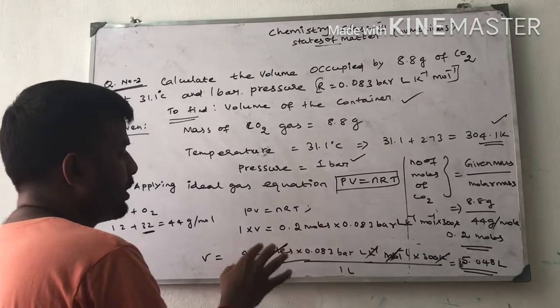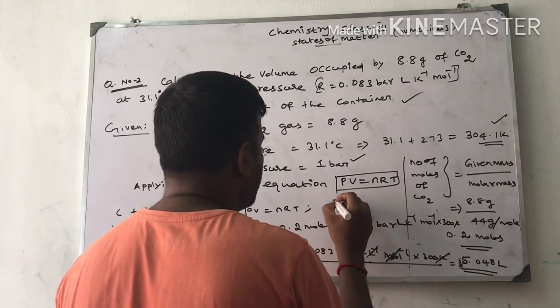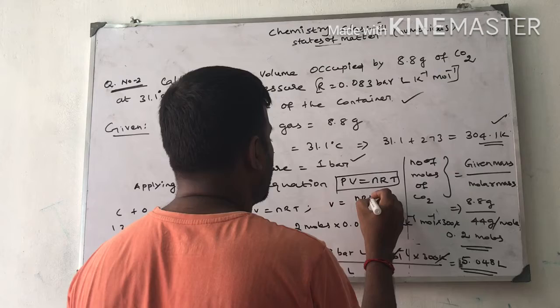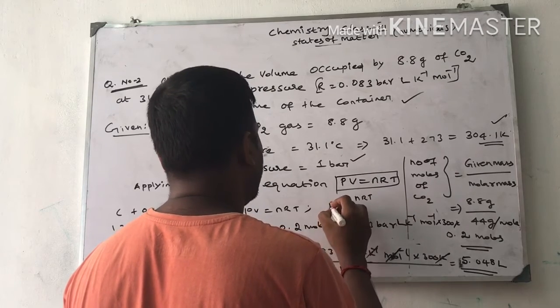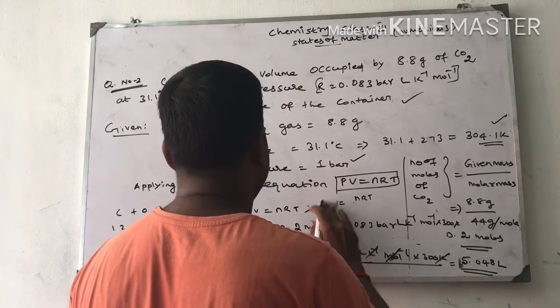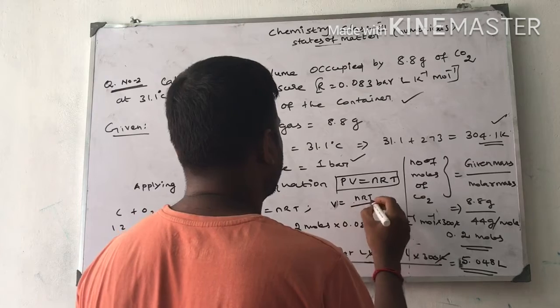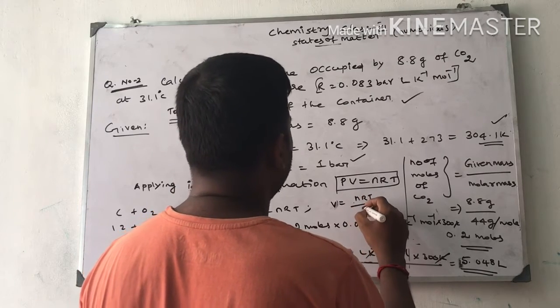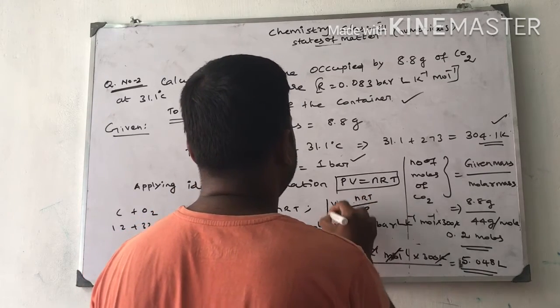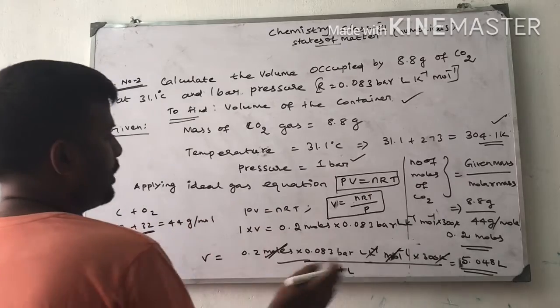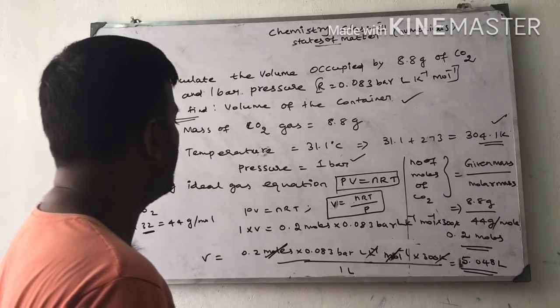Substitute all the values here. PV is equal to nRT. Then V is equal to nRT by P. This is the formula, right? Then substituting the values, simplify.